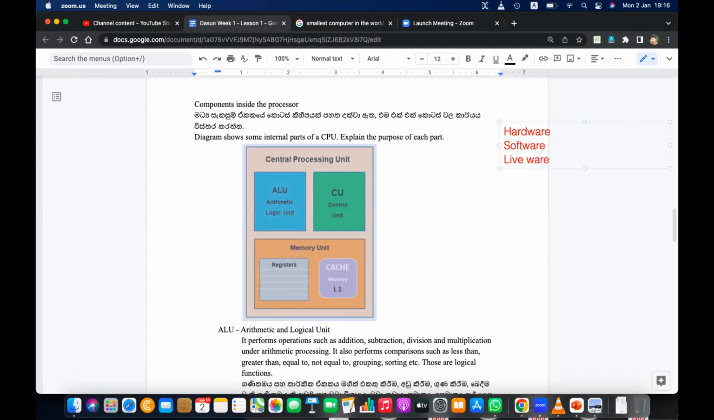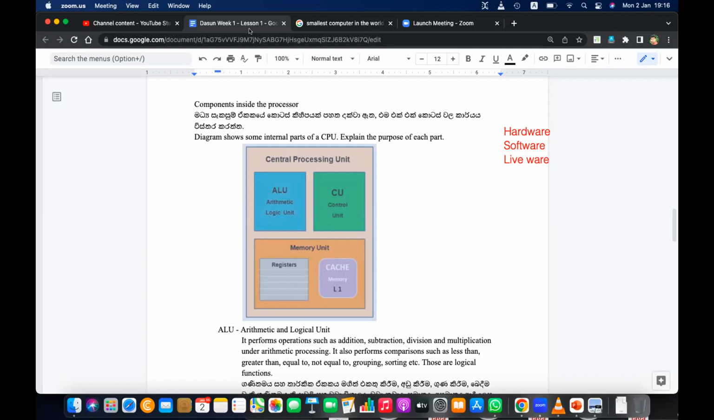Can you remember the difference between hardware, software, and liveware? Can anyone tell the difference? Hardware are physical or tangible components. In case you cannot remember, hardware are physical or tangible components. Physical or tangible components of the computer system are called hardware.